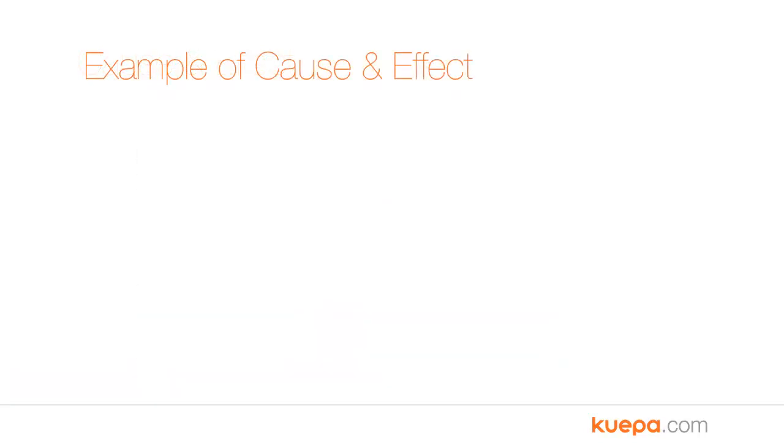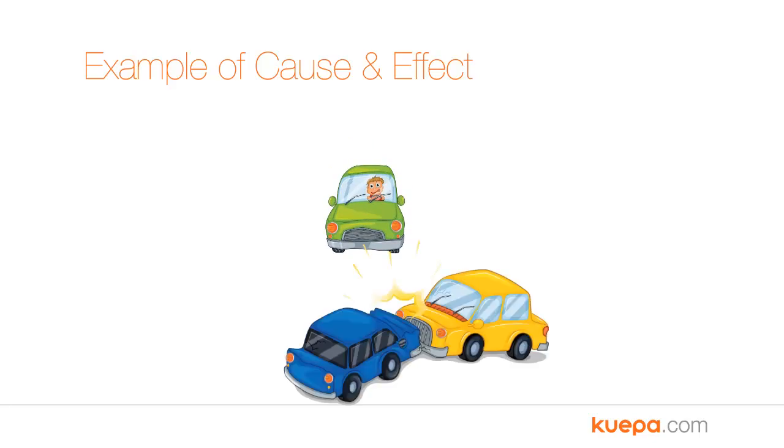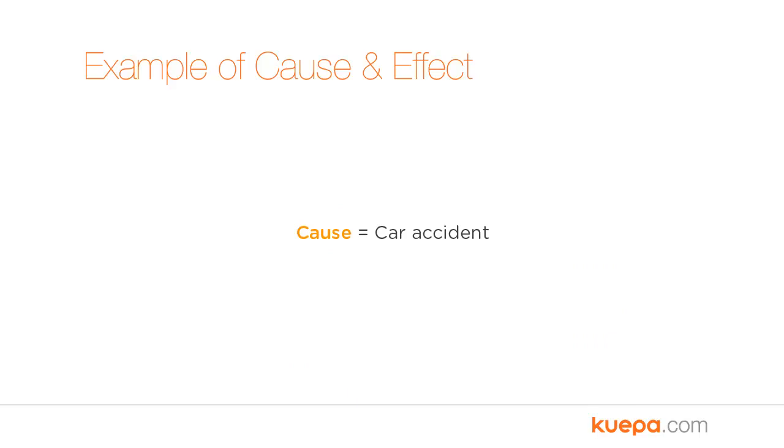Here's an example of cause and effect. It's time to go to work. You get in your car. You travel down the same road you drive every day to work. But a car accident has blocked your road. This has forced you to choose an alternate route to work that day. The cause is the car accident. The effect is the fact that now you have to take a different route to work.